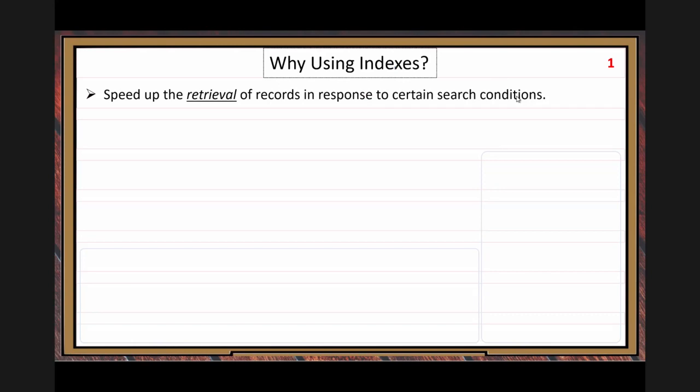The goal is to speed up the retrieval of records in response to certain search conditions. When we run a select statement, that's retrieval, which is typically what we do with our queries. Sometimes if your queries are relatively complicated, the response time could be relatively slow, especially when your database is very large, with a large number of rows in your table.